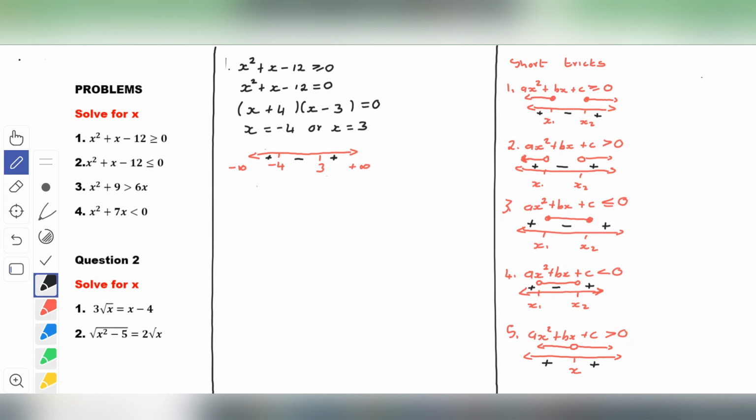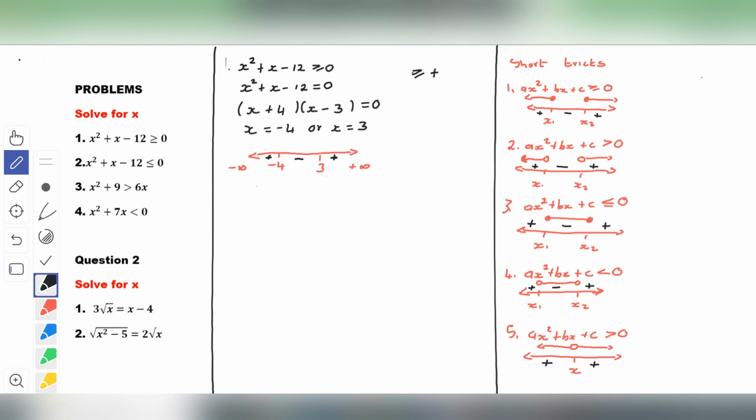We can see that our inequality is x squared plus x minus 12 is greater than or equals to 0, right? So whenever you hear this phrase greater than or equals to 0, it means you need to check the positive signs. You need to check where your interval is positive. So now we are going to check.